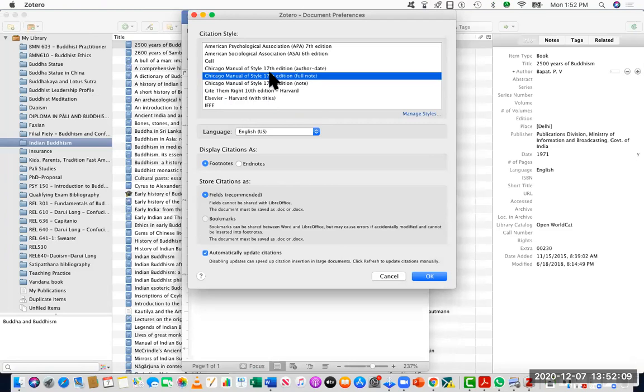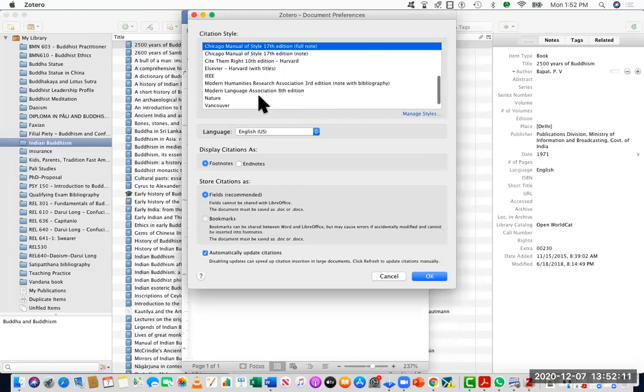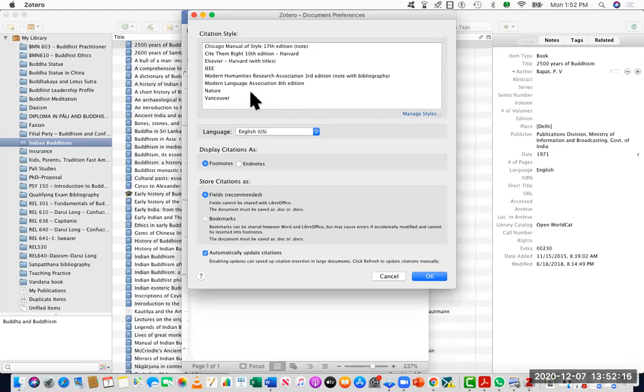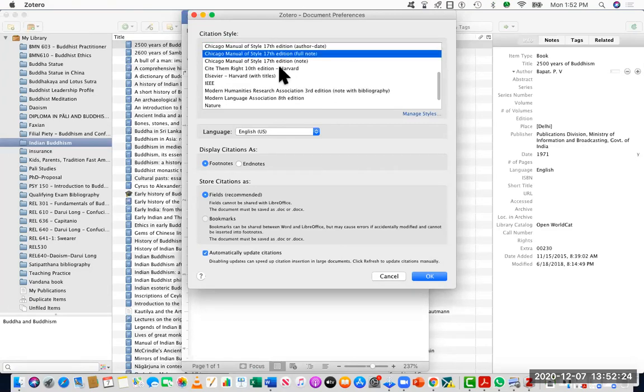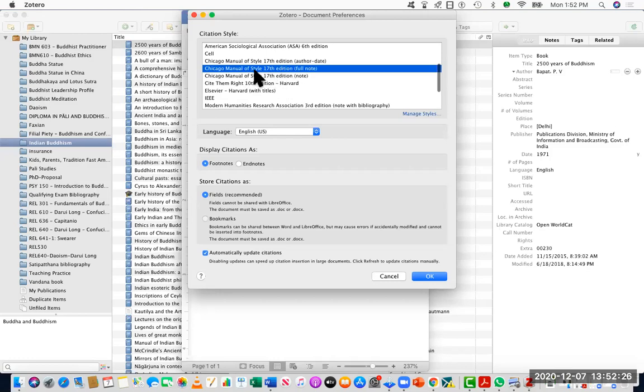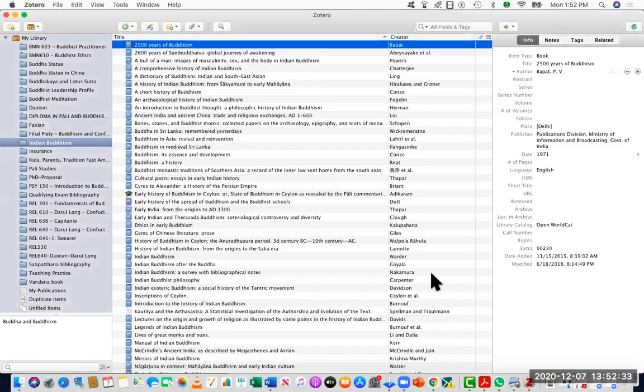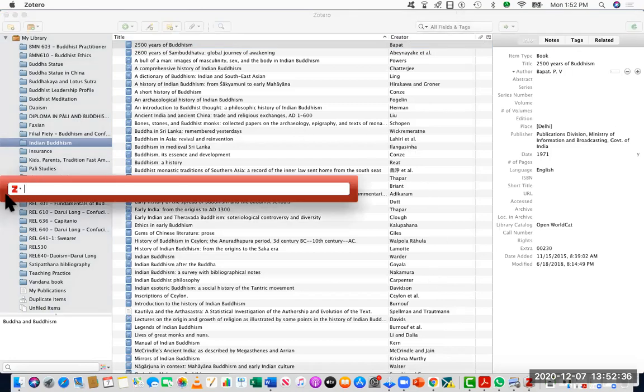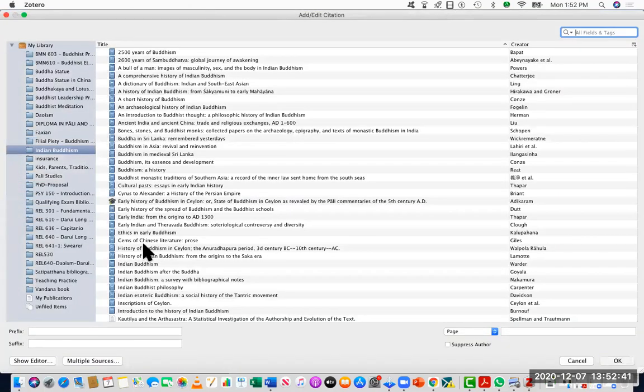Or if I want to use any other citation style, like I have already shared with you some other citation styles, Modern Humanities Research Association, this, and Harvard style. So I'm going to use this Chicago Manual of Style 17th edition, and then okay. And now I go over here to Zotero, and I'm going to classic view. And then I am taken to the library here.